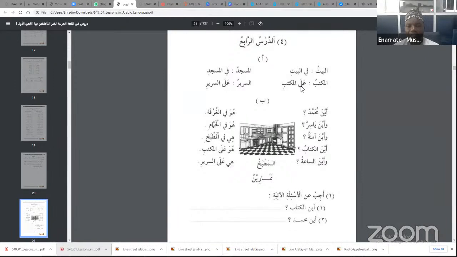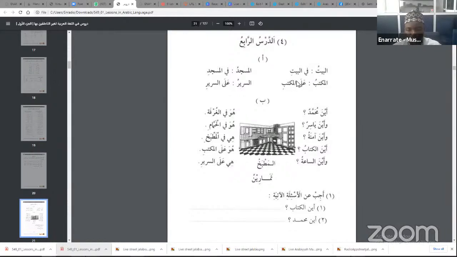Then you have ala al-maktabi, on the table or on the desk. Ala sarir, on the bed. Sarir, of course, is bed. So here we have learned 2 prepositions, fi and ala. Fi means in, ala means on.